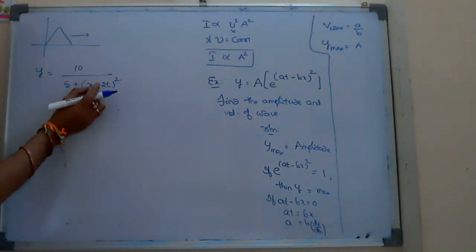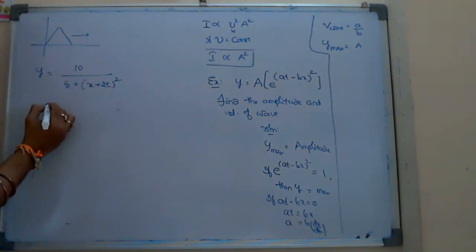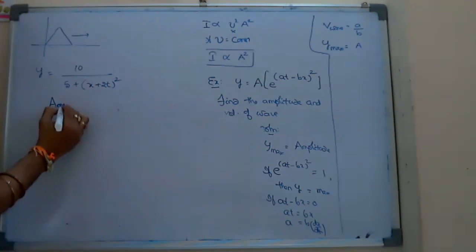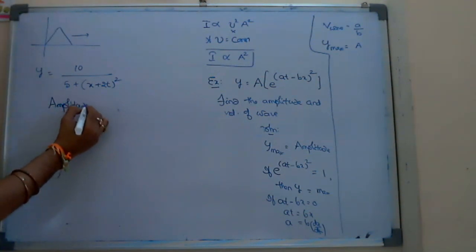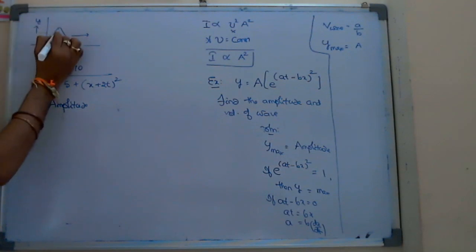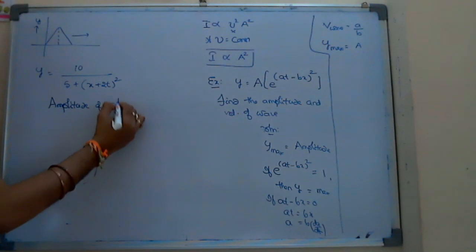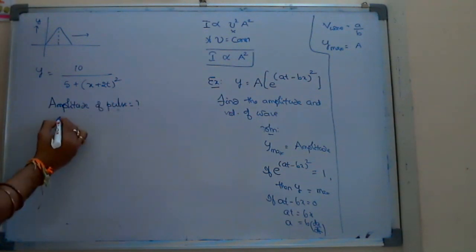Look, it is in the form of x plus vt straight away. If I ask what is the amplitude of the pulse, amplitude here means the maximum displacement on the y-axis. This is the amplitude. What is the amplitude of the pulse? And what is the wave velocity?